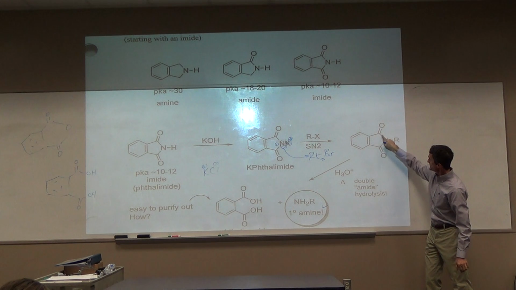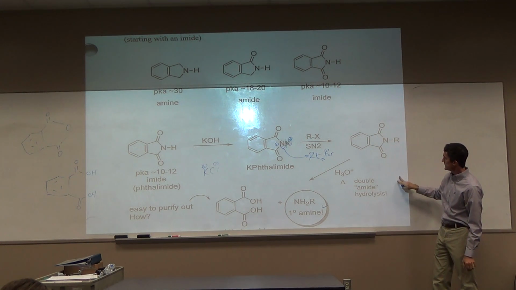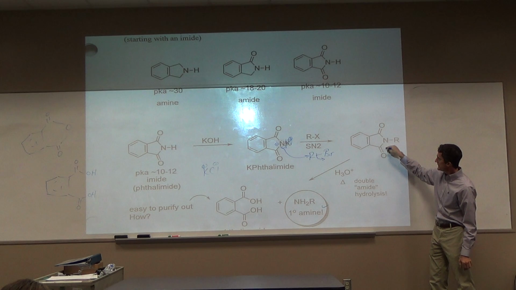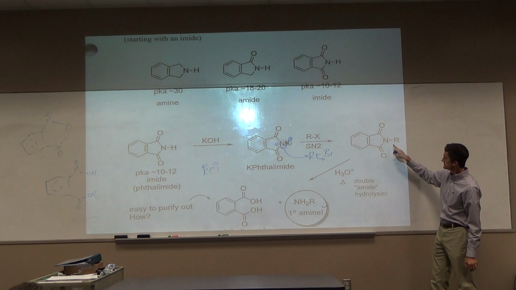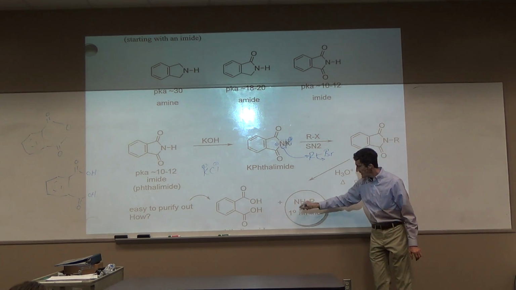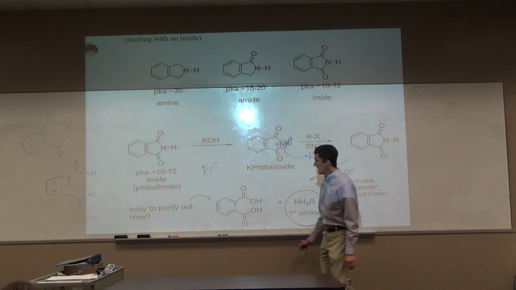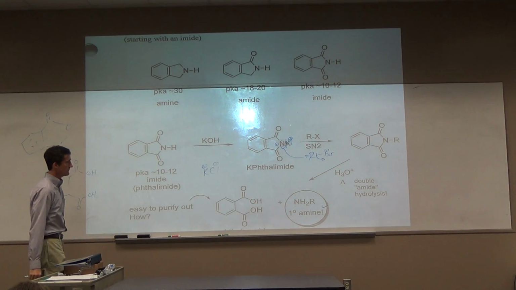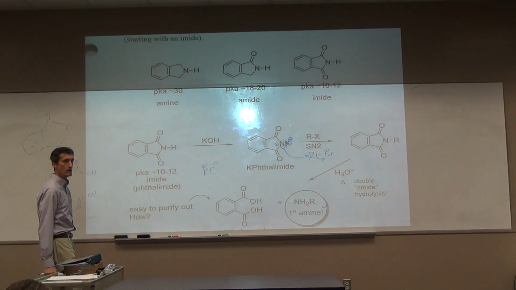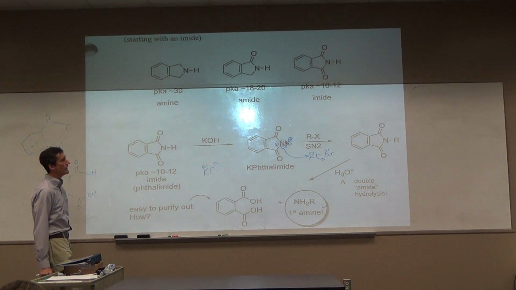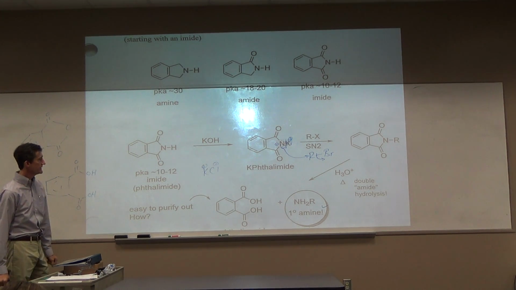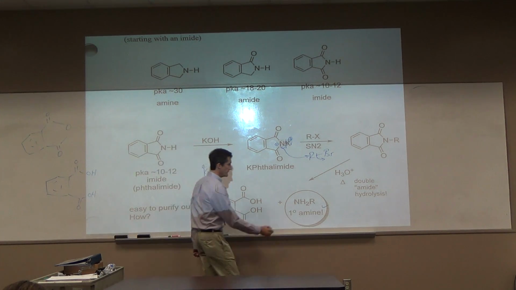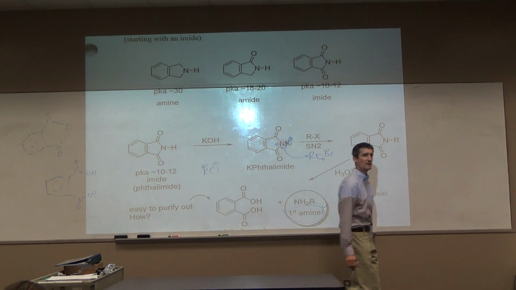Now, the nitrogen carbonyl bonds can be hydrolyzed. It's like a double amide, kind of. And if you do a double hydrolysis, you're going to liberate the nitrogen as the primary amine. Already redrawn that, but you'll generate phthalic acid again. Why do you have to put the R group on it first? You do not. What we're showing here is a Gabriel synthesis of primary amines. This is a way to make primary amines.